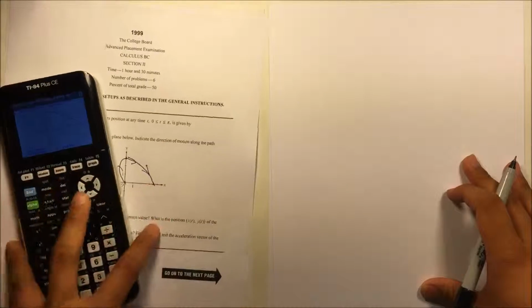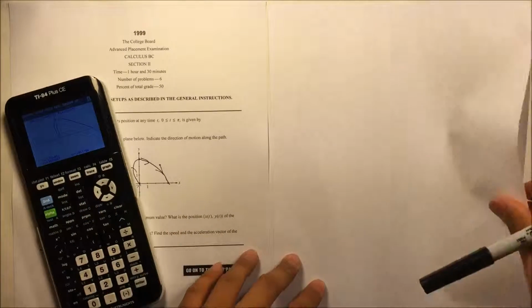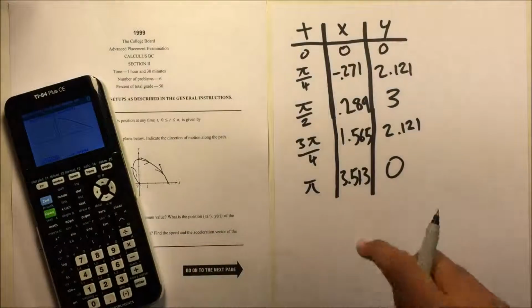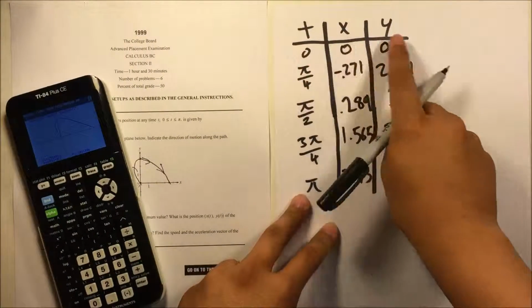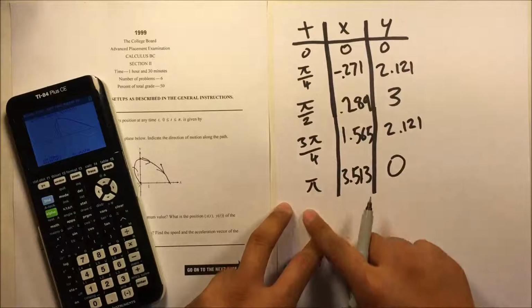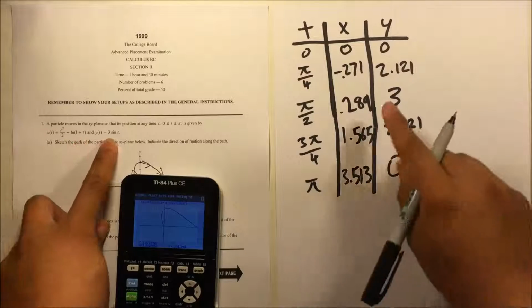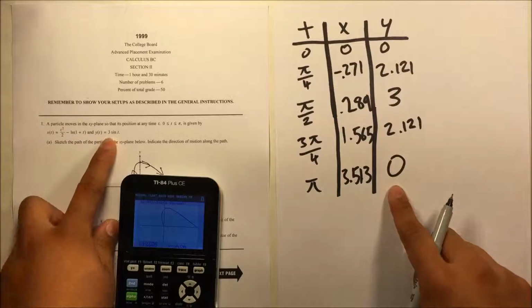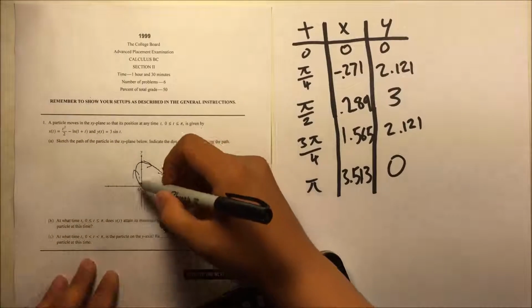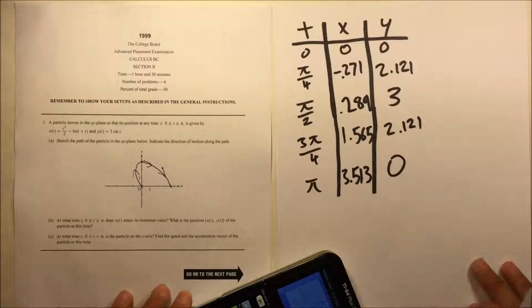Now, sometimes the AP board will give you this on the non-calculator part, and in that case, you would make a chart where we have t, x, and y. You pick a bunch of t values, and you calculate the x value from this function, and the same for the y value. And then you can graph the points and draw the path.